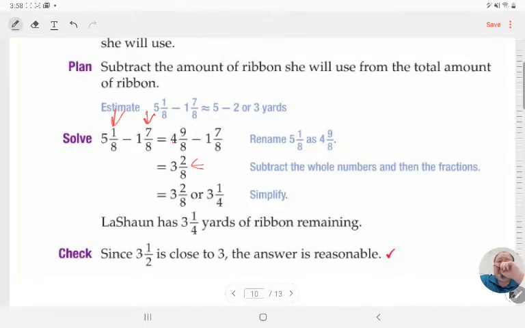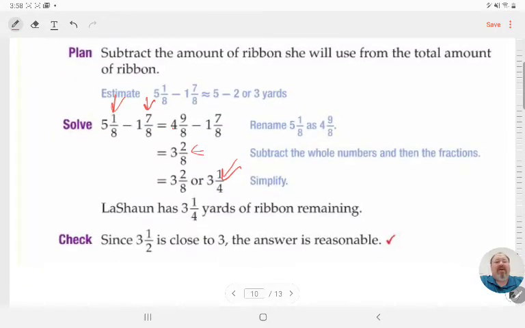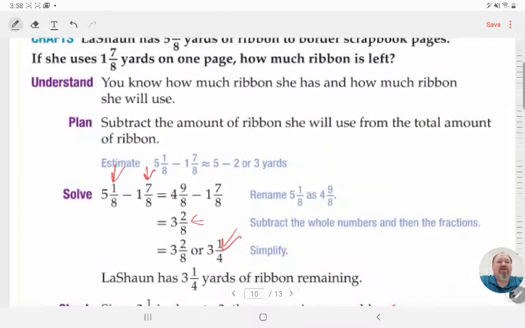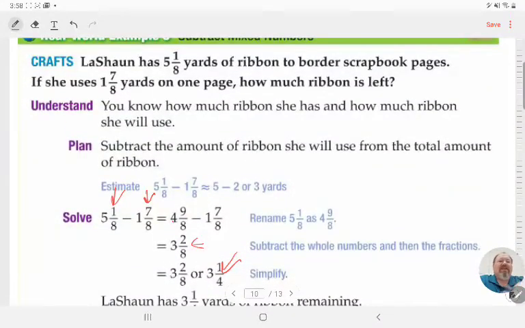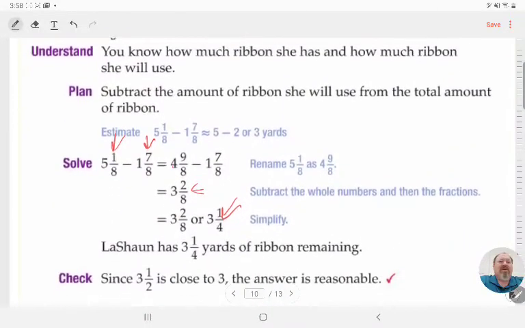Now we can simplify that 2/8 down because 2 goes into 2 one time and 2 goes into 8 4 times. And now we have 3 1/4. So LaShawn has 3 1/4 yards of ribbon remaining. Okay? And since 3 1/4 is close to 3, the answer is reasonable. And where they would get that from is just 1 7/8 is close to 2. So 5 minus 2 would be 3.